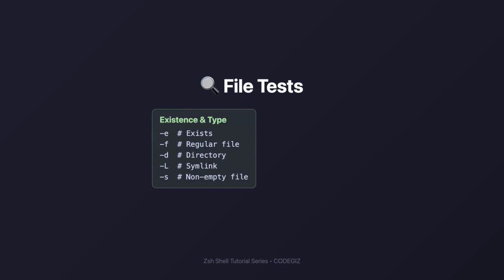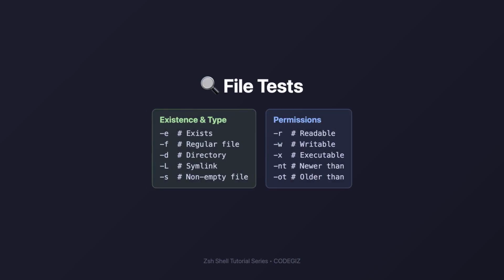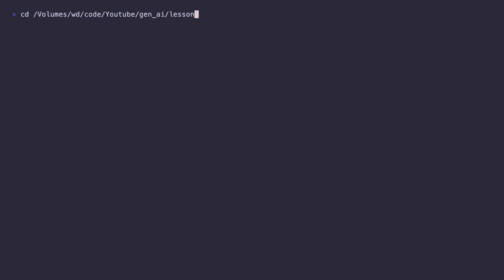File tests check properties before acting on files. -e checks existence. -f checks for regular files. -r, -w, and -x test read, write, and execute permissions. -s checks if a file has content. Let us create a script to demonstrate file tests.